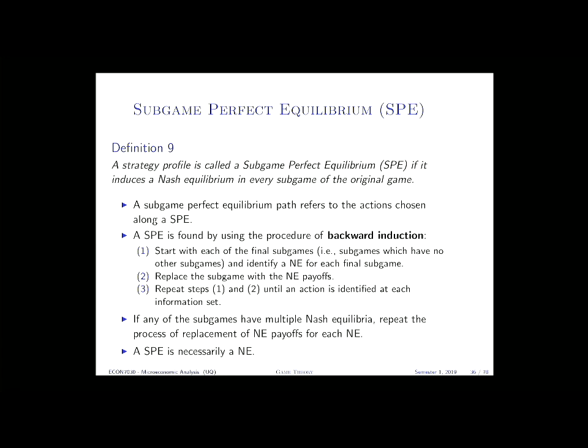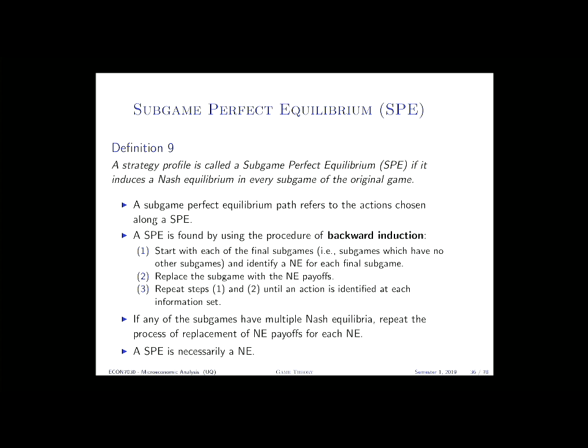Now, we need definition 9 to be able to find subgame perfect equilibria. First of all, the only way to find subgame perfect equilibria in this course, obviously not in general, is via the game tree. So whenever you want to find the subgame perfect equilibria, you need to draw the game tree, find the set of subgames, and then do the following that I will say.